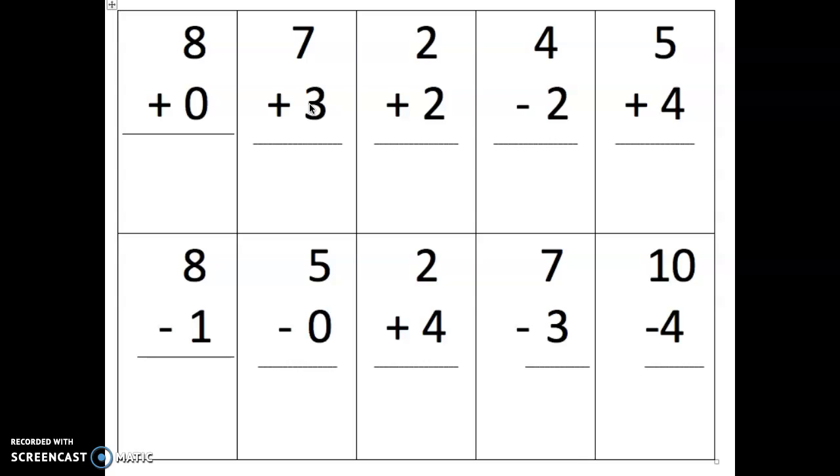Did you count on? Did you use your cubes? Did you see a friends of 10? Did you just know it because it was one more or one less? But try and be sure to use efficient strategies.